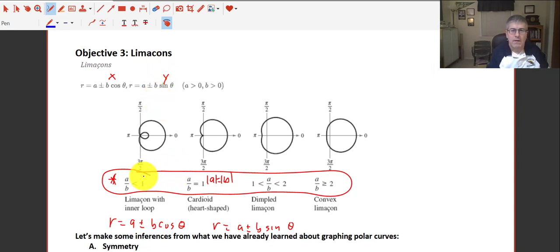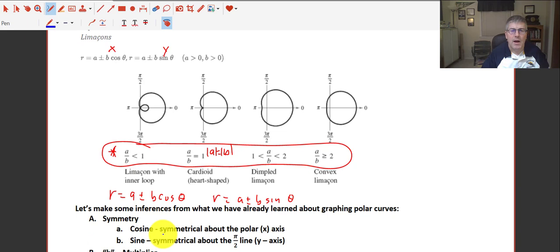Our diagram here shows what our limacons will look like based on certain conditions, and A over B, the A value divided by the B value, does determine what that looks like. So if A divided by B is less than 1, we'll have a limacon with an inner loop. If A and B are equal, we'll have a cardioid. If A over B is between 1 and 2, we'll have a dimpled limacon. And if A over B is greater than 2, we'll have this convex limacon.